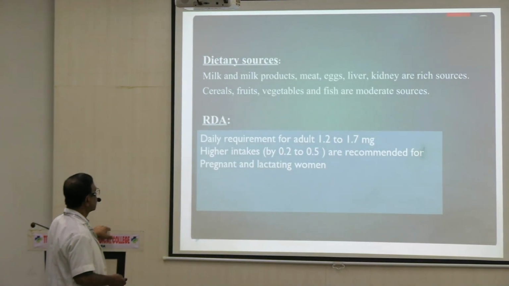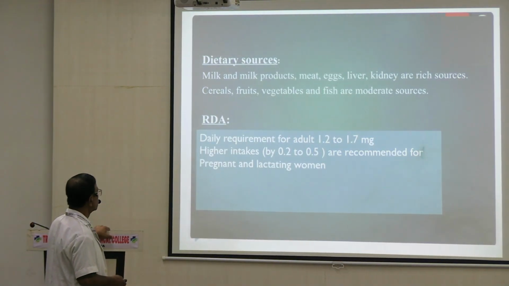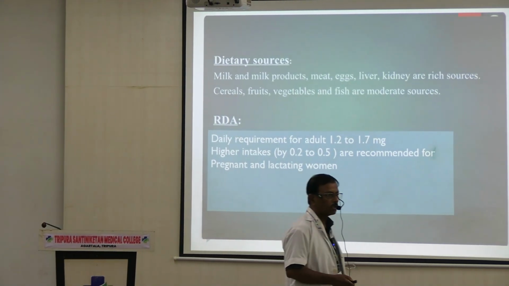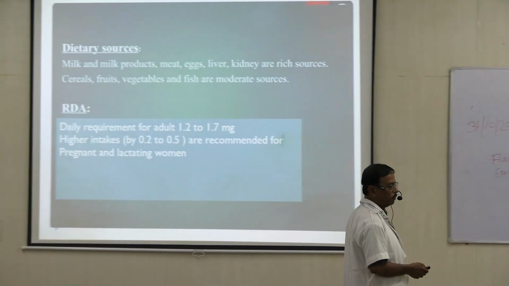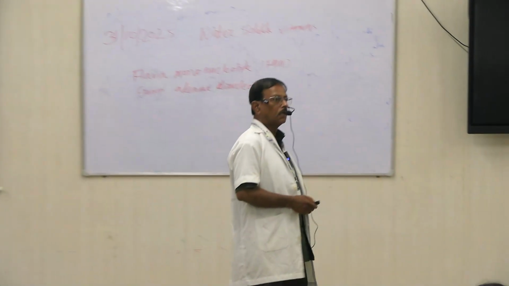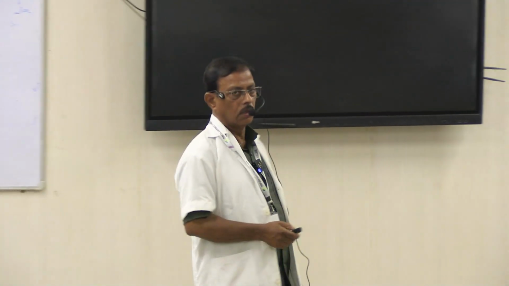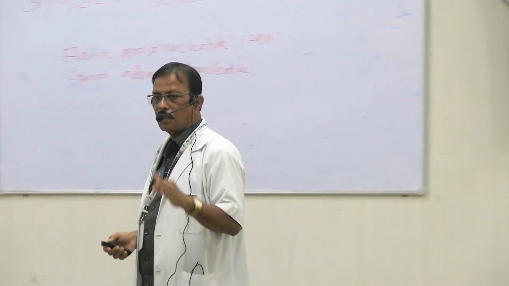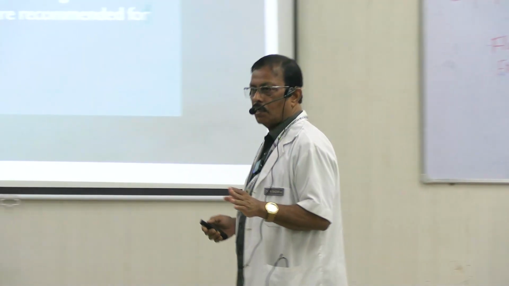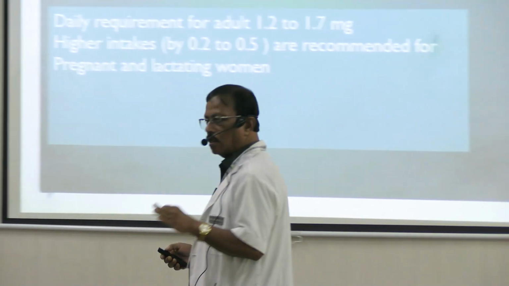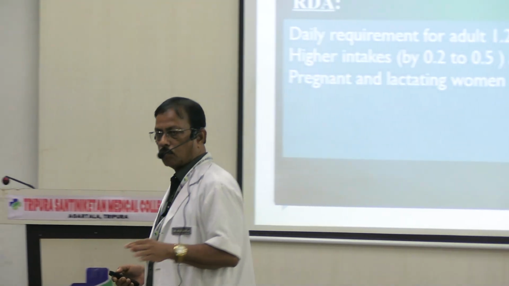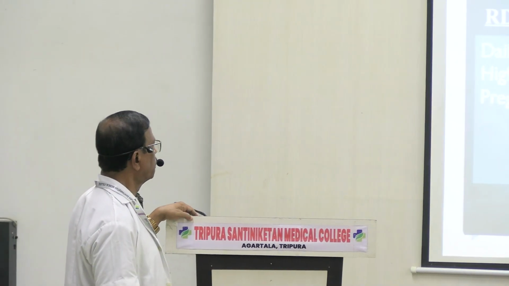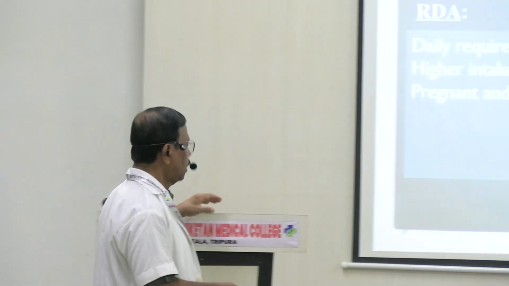Dietary sources: milk products, meat, egg, liver, kidney are rich sources. Cereals, fruits, vegetables and fish are moderate sources. Here animal products are given first, so the best source is animal products, but it is present in vegetables also, in plant sources too. Remember, all vitamin B complex vitamins are present in plant sources except vitamin B12, which is found only in animal sources. RDA is 1.2 to 1.7 milligram, and a higher dose is recommended for pregnant and lactating women.